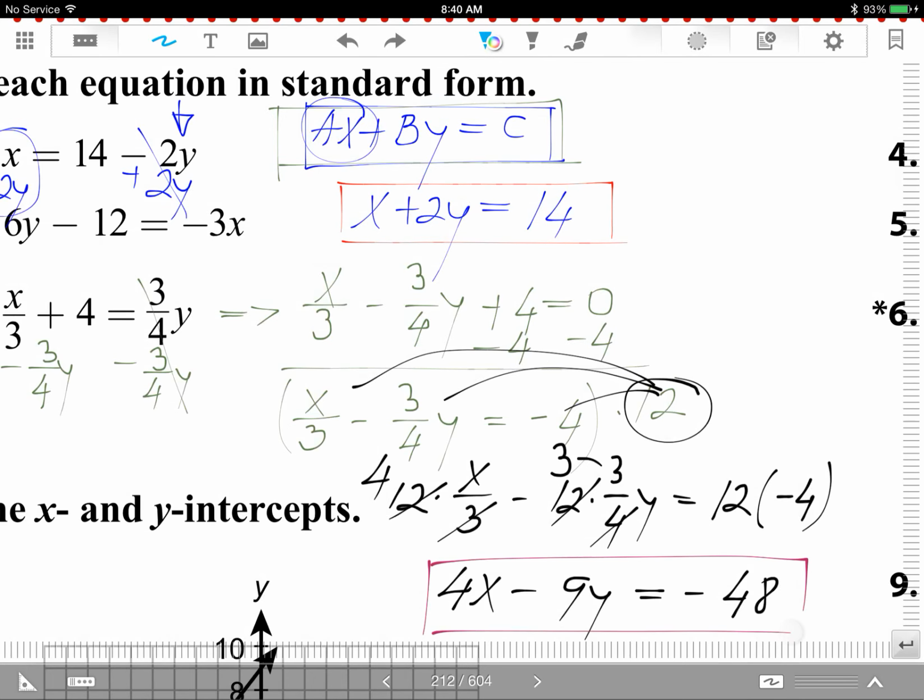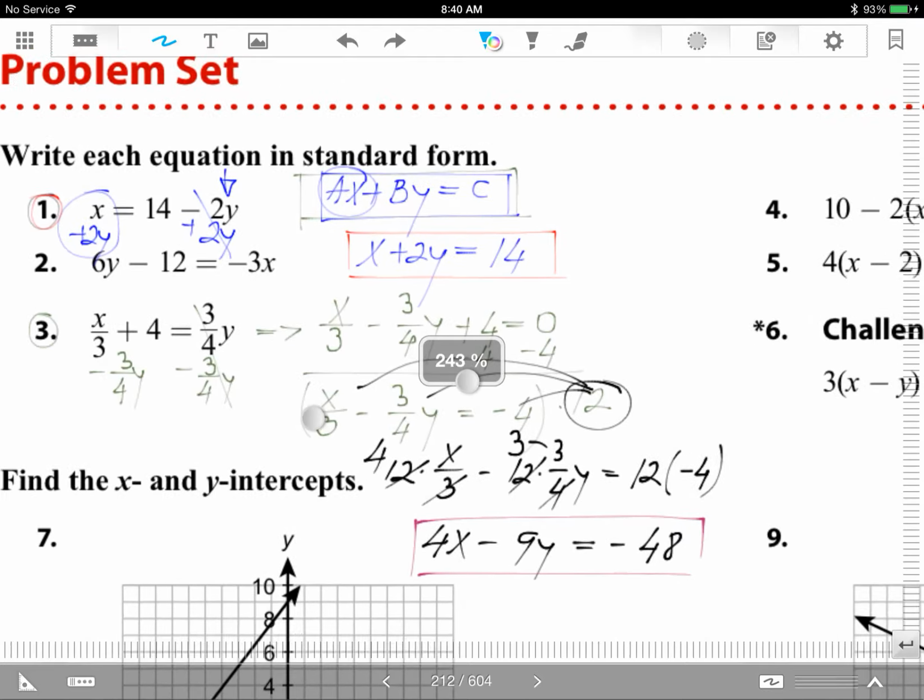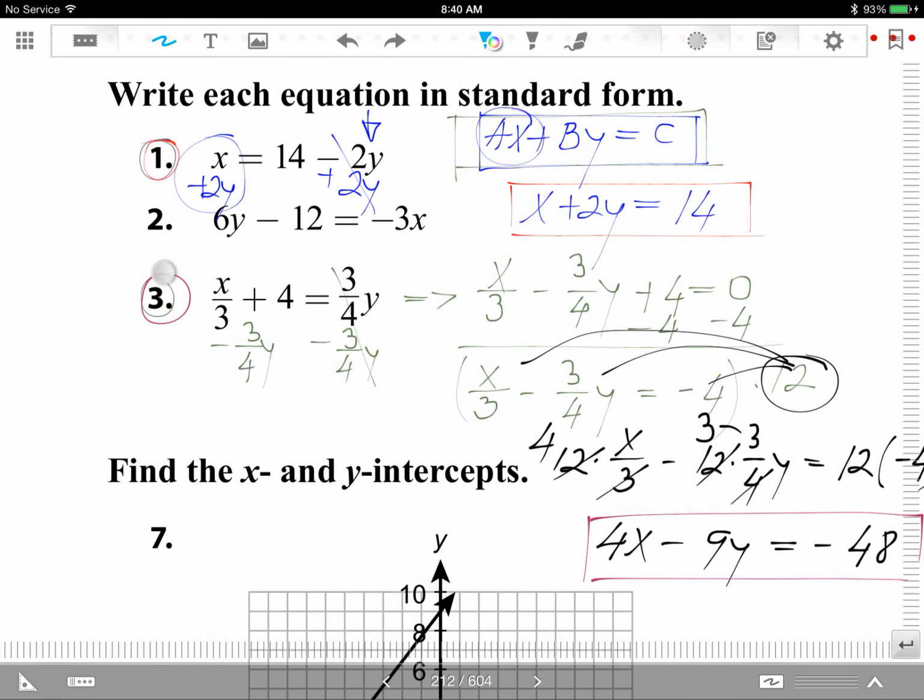The given expression, problem number 3, in standard form looks like this: 4x minus 9y equals negative 48. Make sense? Great. Let's try another one.